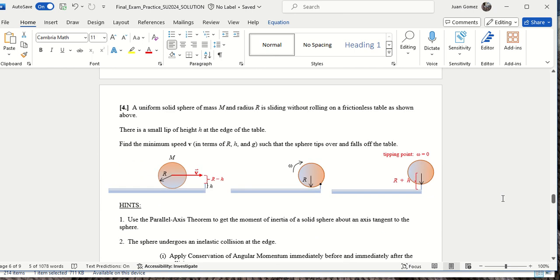Now for the last problem, an object is undergoing an inelastic collision, and what's going on is you have this uniform solid sphere, and it's sliding without rolling on a frictionless table. There's a small lip at the edge of the table. When the sphere hits that lip, it then begins to rotate right there, about that rotation point. And I want to find an expression for the minimum speed v such that when the sphere hits that lip and begins to rotate, it just barely tips over and then falls off the edge of the table. By the minimum speed v, I mean it hits that lip, begins to rotate, and just hits the tipping point, and then it's going to fall off the edge of the table.